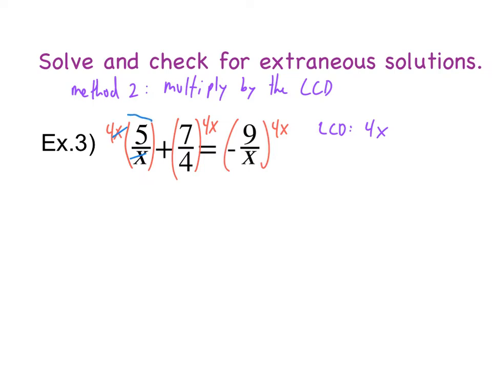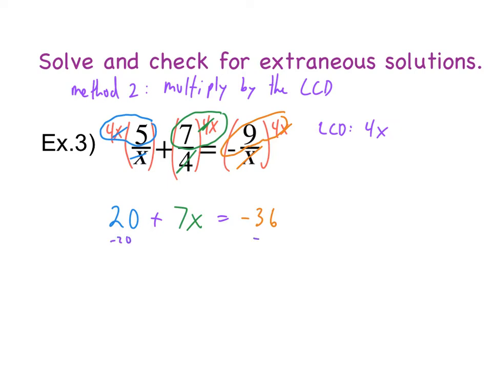What that leaves us with is just the 4 times the 5, so that's 20. Then we have our plus, and here the 4 and the 4 cancel, and that leaves us with 7 times x, so 7x. Then we have our equals sign, and on the last term the x's cancel again, and what that leaves us with, watch that negative, is negative 36. And then we just have this nice little easy equation to solve. I'm going to subtract 20 from both sides, so that's going to be 7x equals negative 56, and divide by 7, so x equals negative 8.